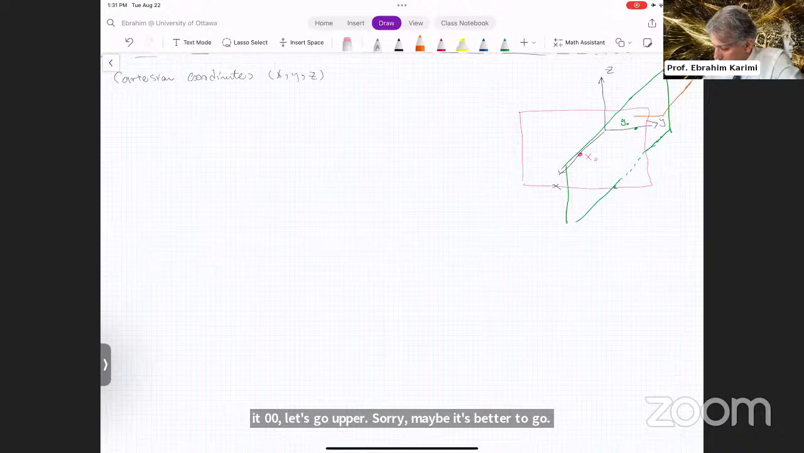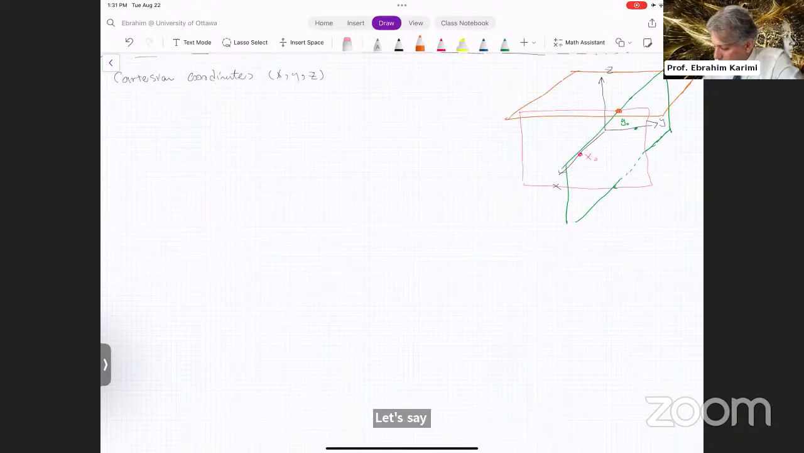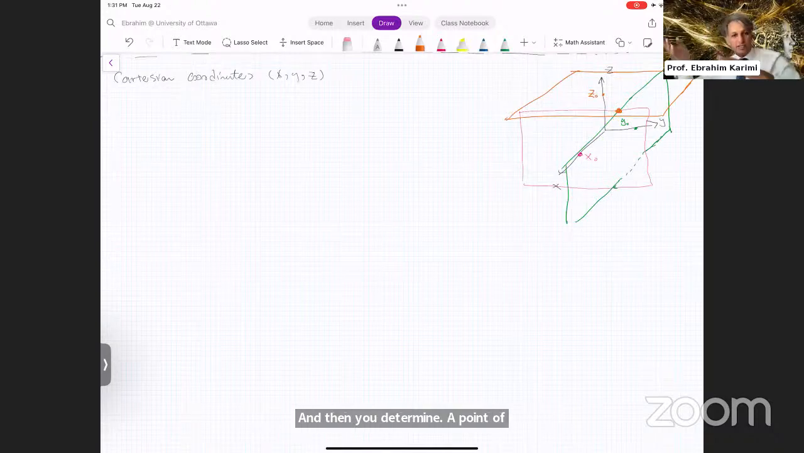Let's say this is the z0. And then you determine a point of z0. So in the intersection of all these 3 planes, you will find a point, which is given by x0, y0, and z0. So you uniquely define that point.